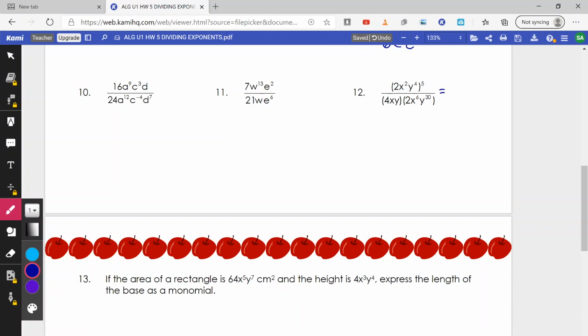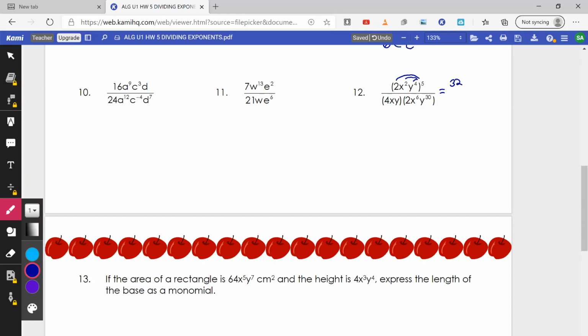So the rule is anything inside parentheses gets raised to the power of 5. So this means 2 raised to the power of 5, x squared raised to the power of 5, and y to the 4th raised to the power of 5. So anytime I do 2 to the 5th, that means 2 times 2 times 2 times 2 times 2. 2 to the 5th ends up being 32.